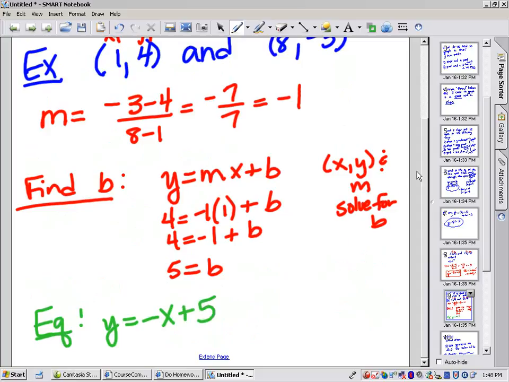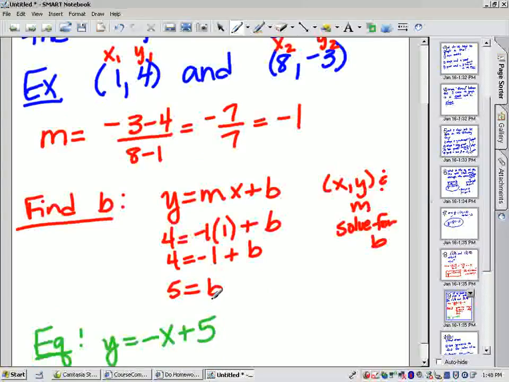Now to check, we can see that those points lie on this line. If I plug in 1, the opposite of 1 is -1, plus 5 is 4. So (1, 4) satisfies the equation. If I plug in 8, my output should be -3. If I do -8 plus 5, I get -3. So both of those lie on that equation. So I know I have the right answer.